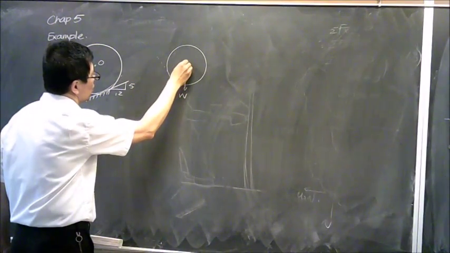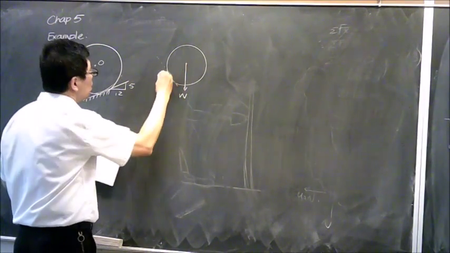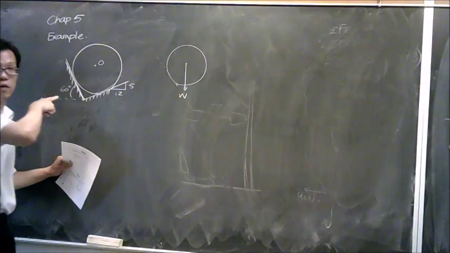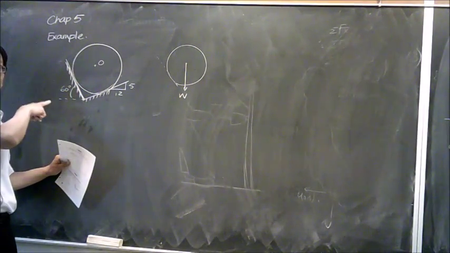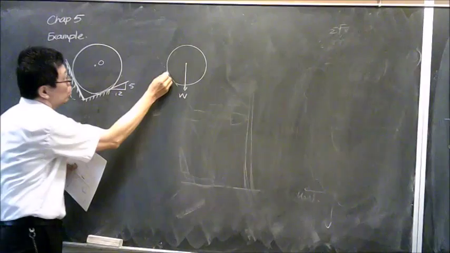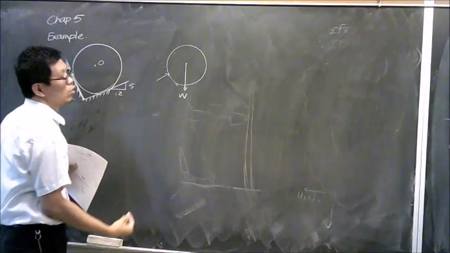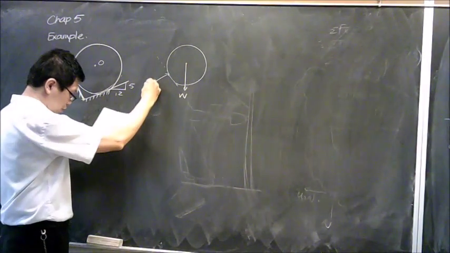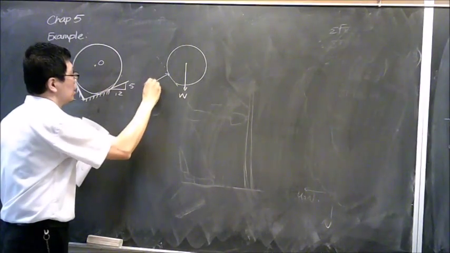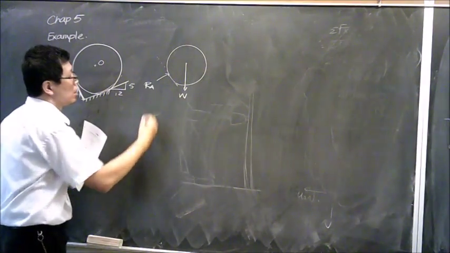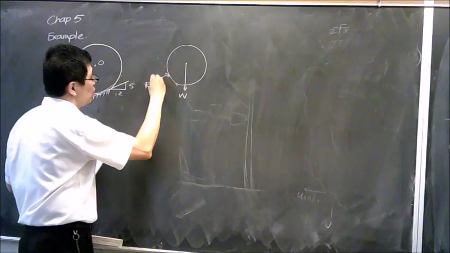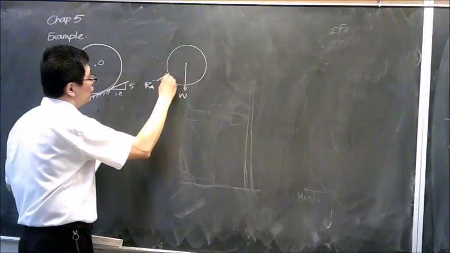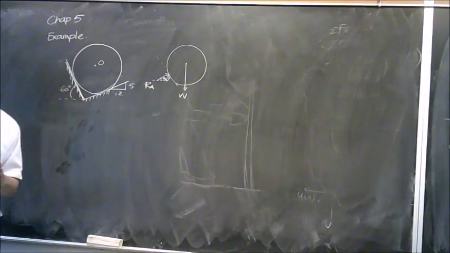And the other one is, we know this is 60 degree, which means the force at the contact surface is what? Perpendicular to the surface over here. So we have, let's name this one RA, perpendicular to the surface, which means the angle over here becomes 30 degrees.